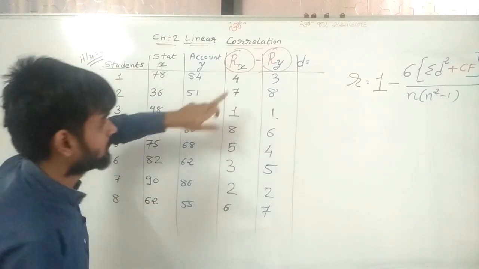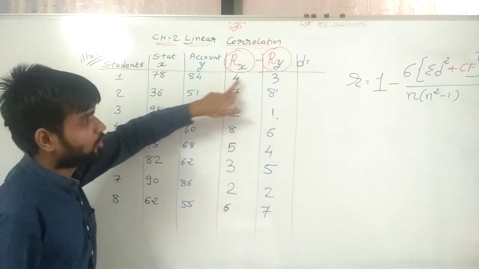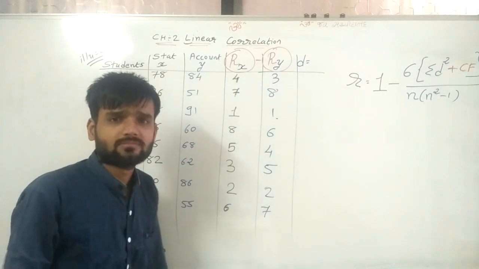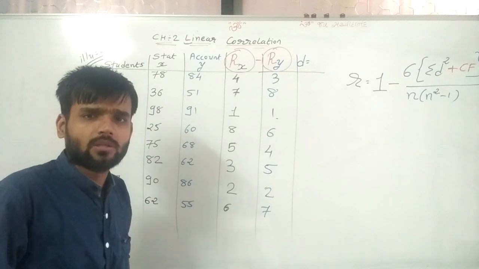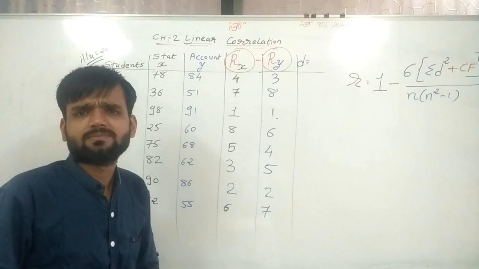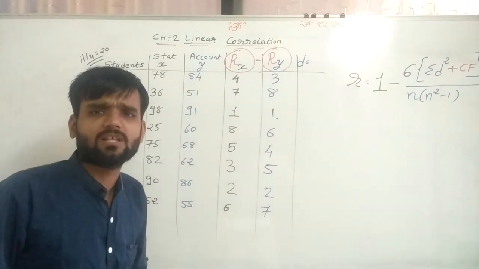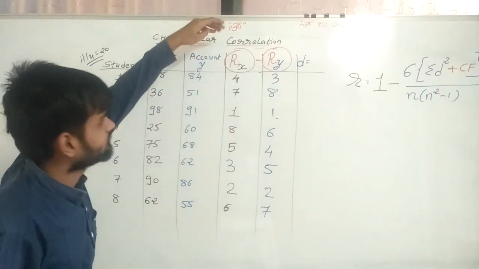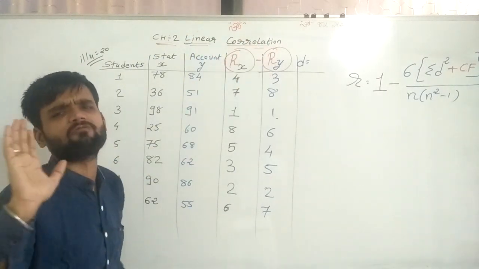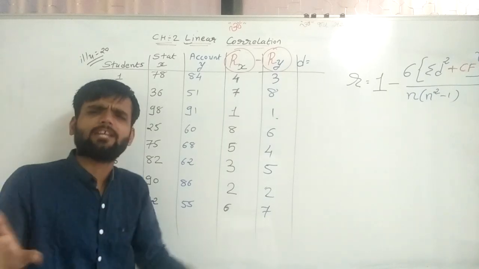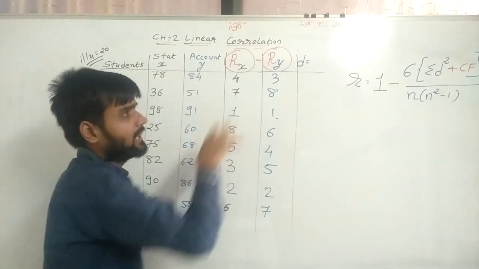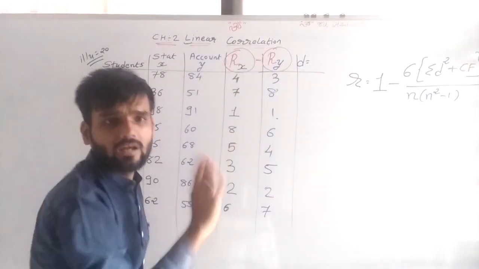Now, Rx is 4, 4 minus 3. If I find Ry minus Rx, what would the situation be? Can we do that? Yes, you can. You can find the difference as Rx minus Ry or Ry minus Rx. In any way you can find the difference. Here I am taking the Rx minus Ry basis.